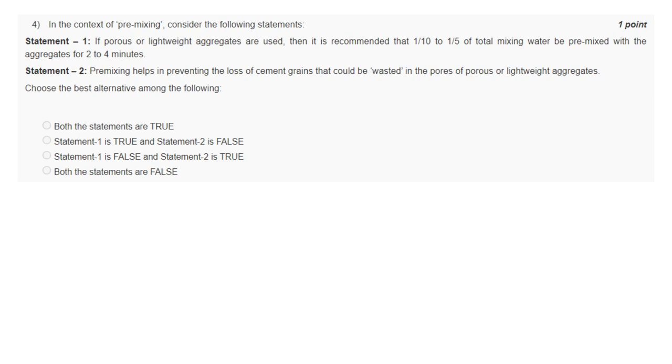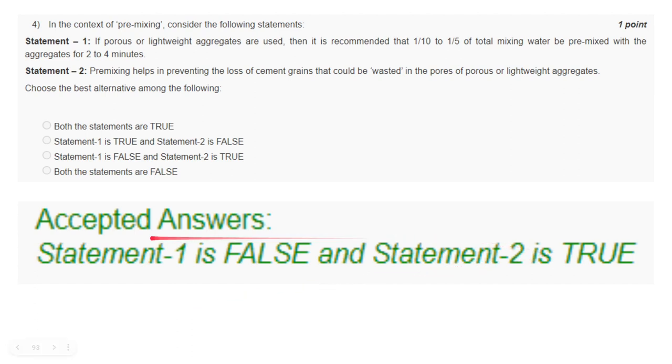And as regards the second statement, pre-mixing helps in preventing the loss of cement grains that could be wasted in the pores of porous or lightweight aggregates. That is basically why pre-mixing of porous or lightweight aggregates is used with mortar, so that it prevents the loss of cement grains wasted in the pores. So 2 is true. So 1 is false and 2 is true. Basically, the third option is correct.